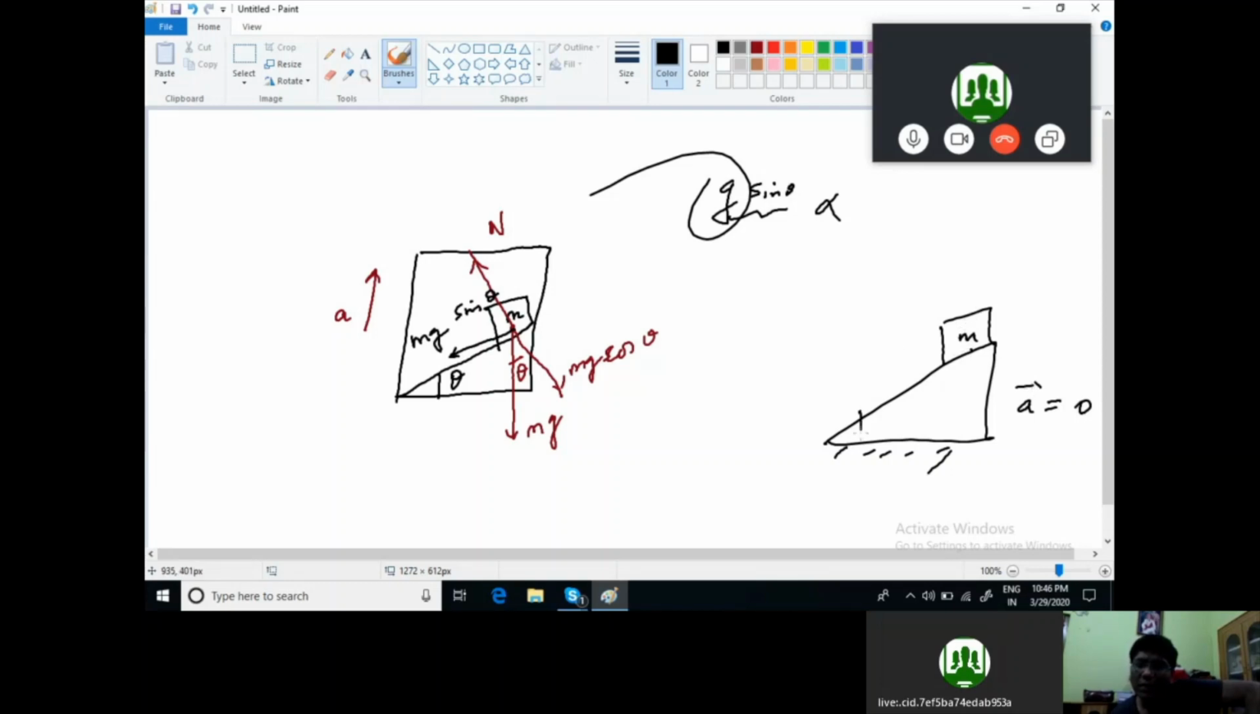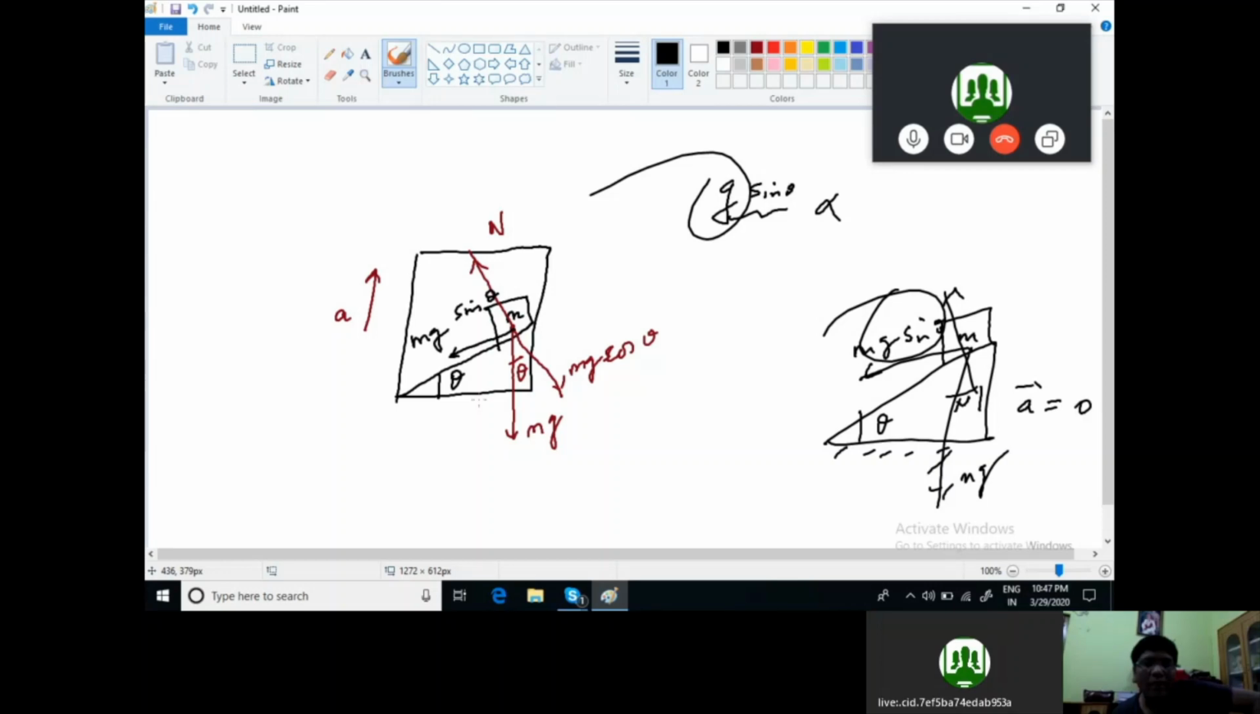If you do the component, this angle is theta. Again, mg is downwards and N upwards. You do the components, then this comes out to be mg sine theta. So there you write g sine theta. But in this case, this is not g sine theta. This is the question already asked.